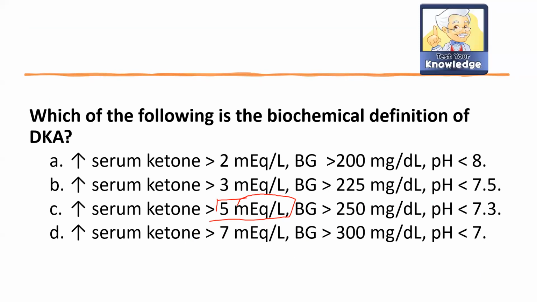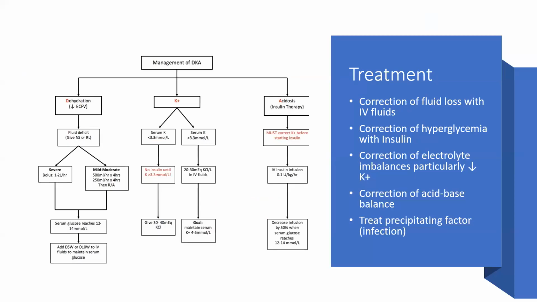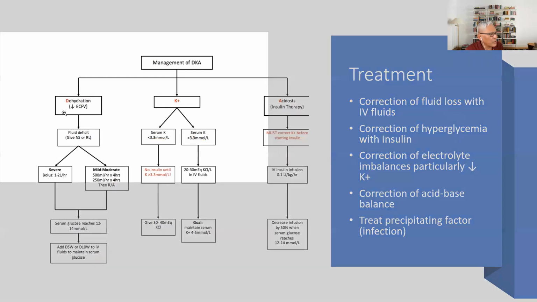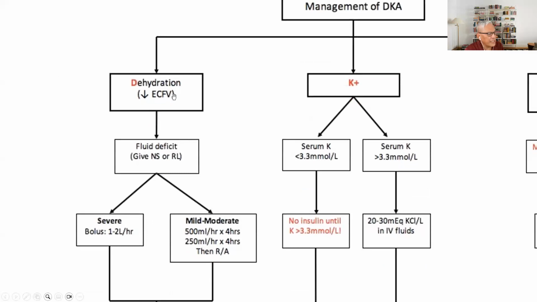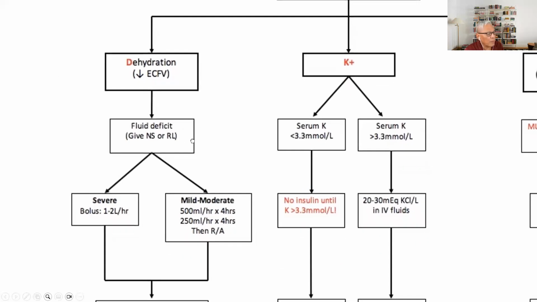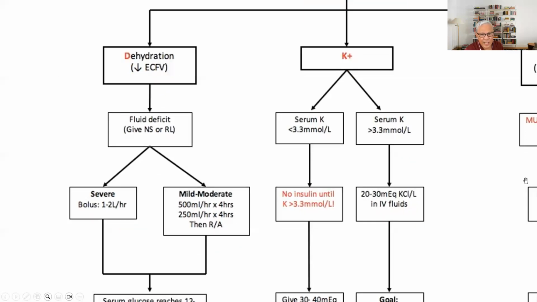Okay? All right, so what is the treatment for patients who have DKA? Well, we usually follow the acronym DKA. So what does that mean? Well, we deal with the dehydration first. And as far as dehydration is concerned, we're going to deal with the decrease in extracellular fluid compartment, and we give normal saline or Ringer's lactate.